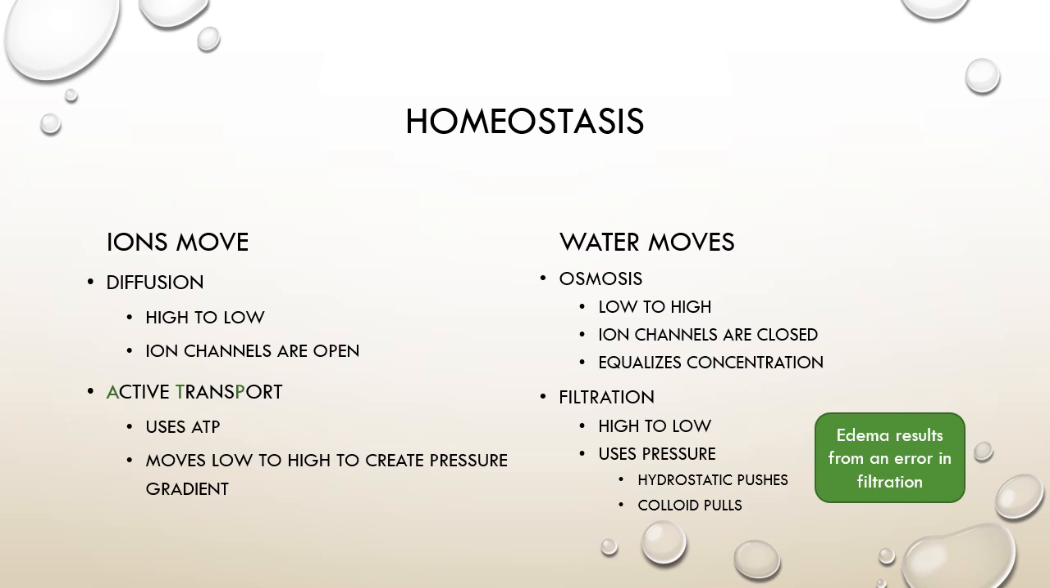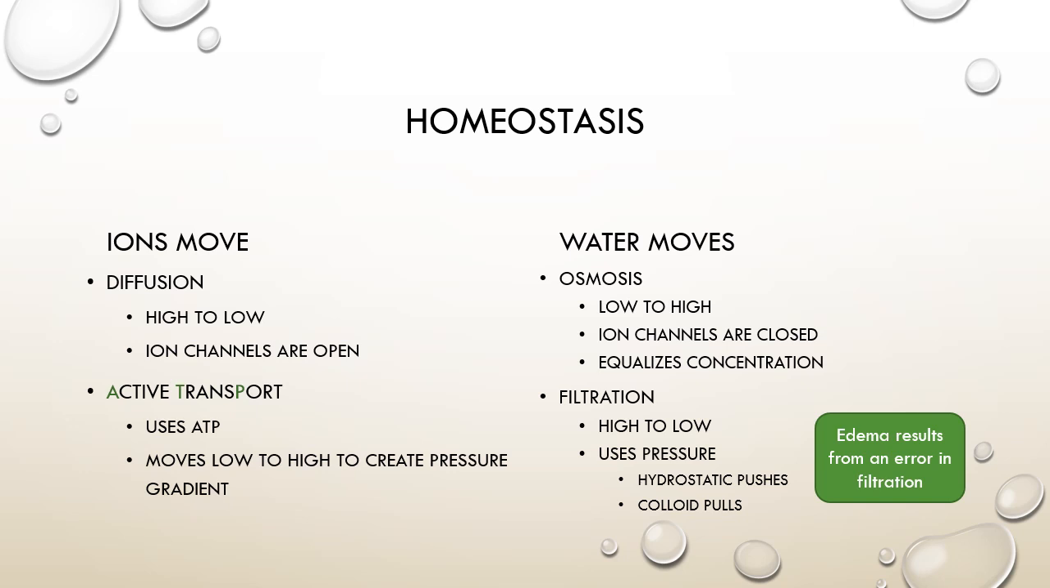Active transport, though, occurs when we selectively move something from one area to another, and we tend to move low to high to create a pressure gradient, such as the sodium-potassium pump. Active transport requires ATP or energy in order to work. So in active transport, you see I made the AT and P green, just to remind you that it requires ATP or energy in order to work.